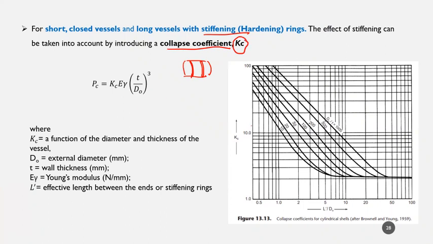So the value of Kc can be referred to this figure. So we have the effective length over the outside diameter, and then we can obtain the value of Kc here. So insert this value into this equation and we can obtain the value of critical pressure.